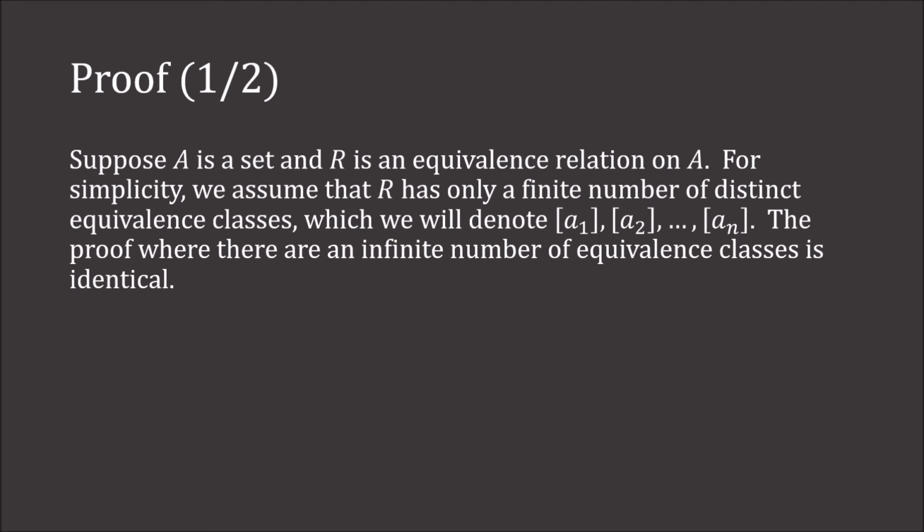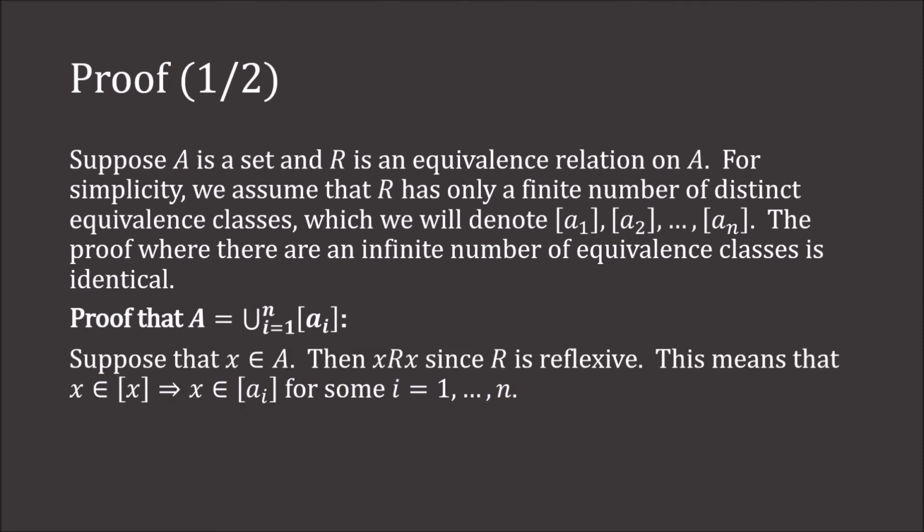So we will first prove that A is the union of all of these equivalence classes. So suppose that X is in A. Well, then X has to be related to itself because R is reflexive. This means that X is in the equivalence class of X, which would mean that it must be in the equivalence class of A sub i, for some A sub i, right? Because these are the only distinct equivalence classes.